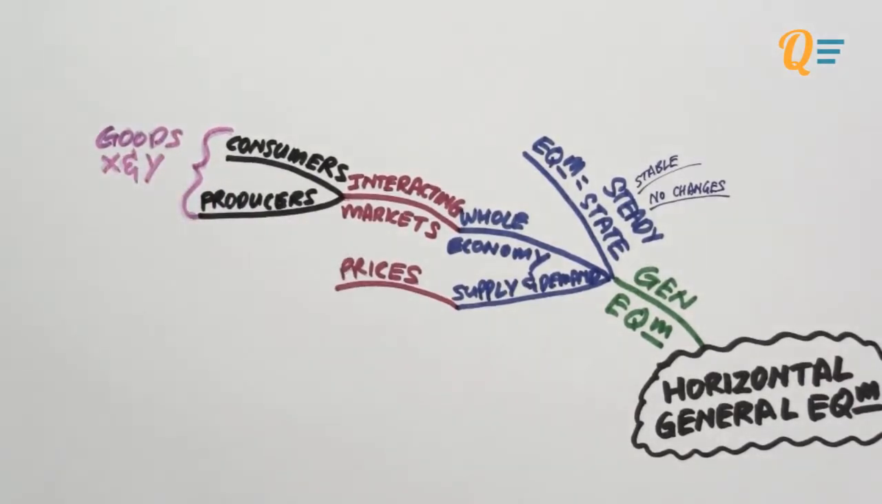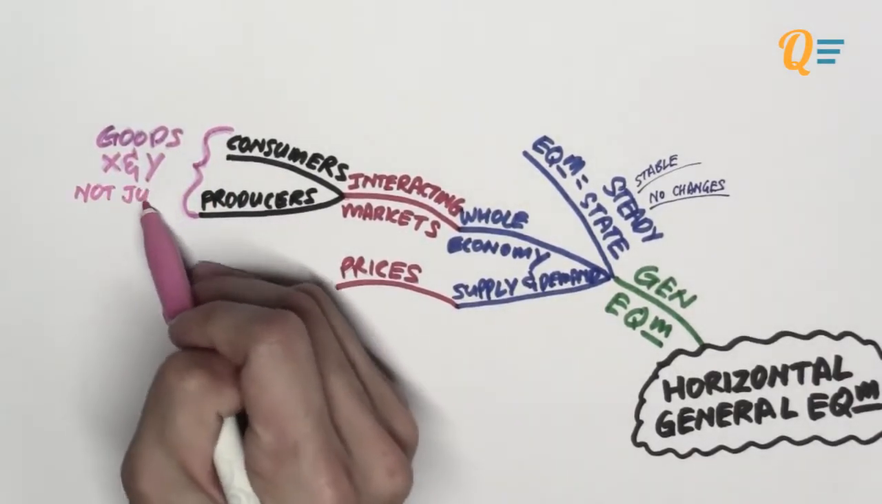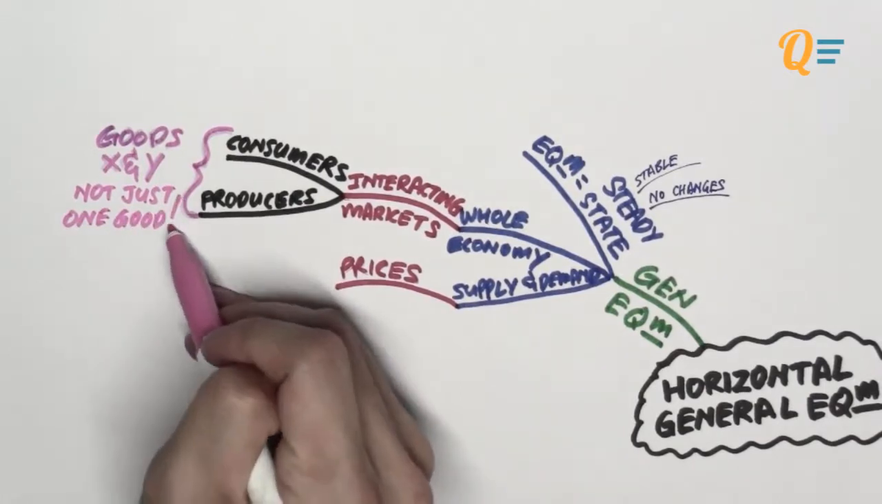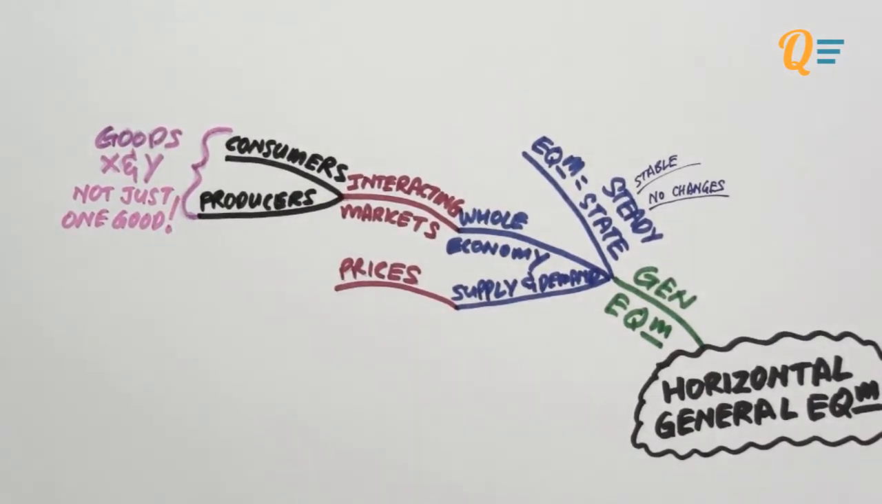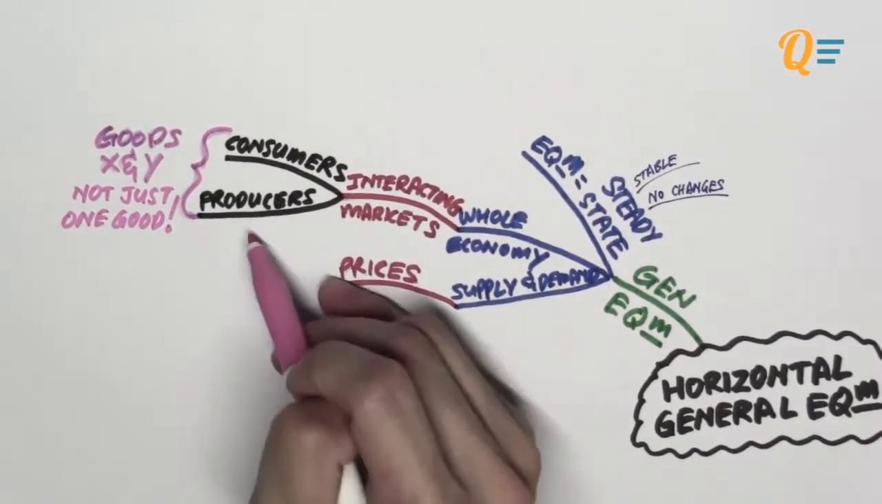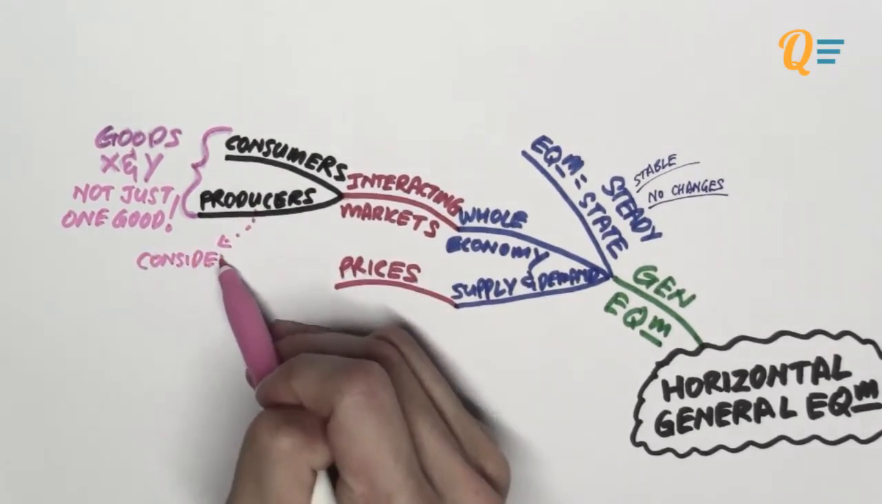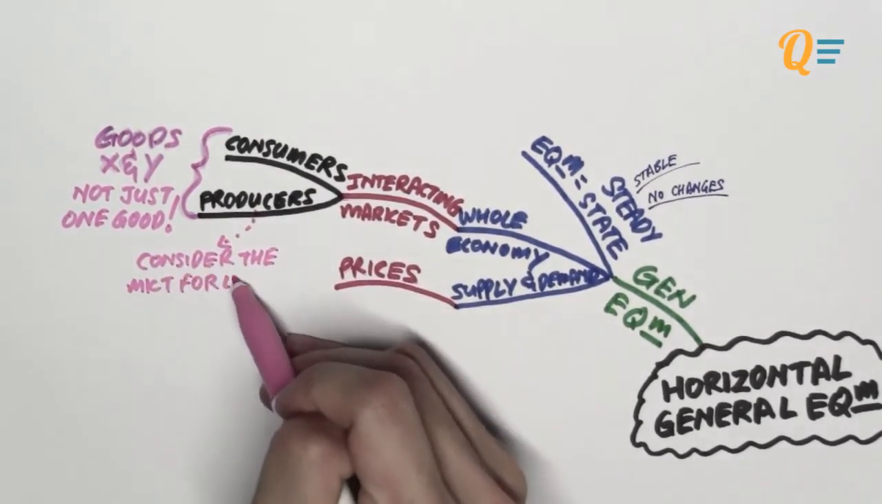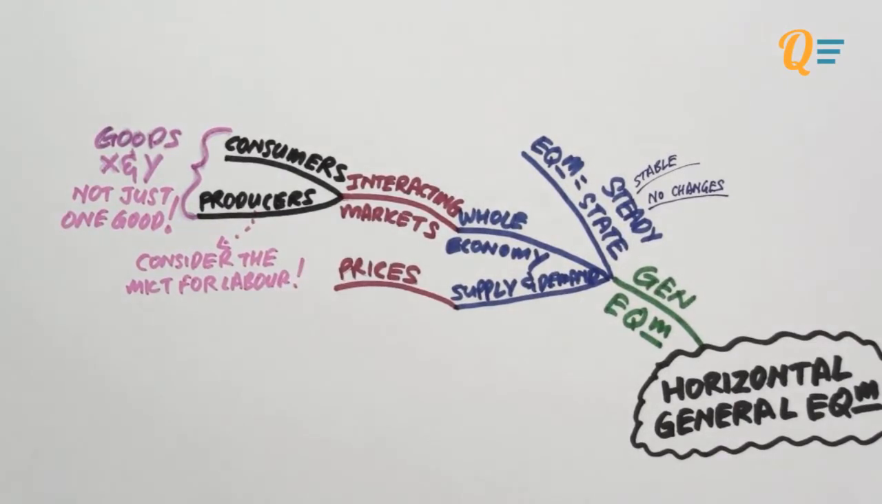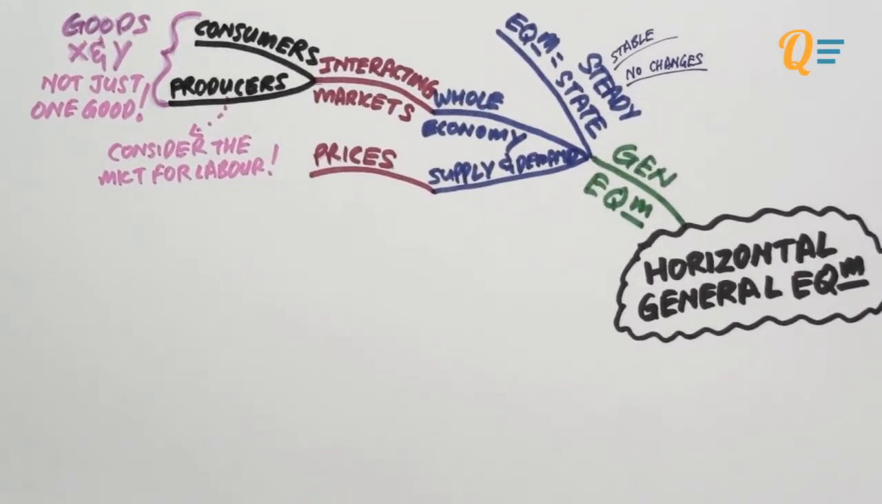So it could be good X and good Y. In general equilibrium, you cannot just look at one single good. You need to look at how the market for good X might affect the market for good Y. And when we talk about producers, you're also considering the market for labor. So that might actually affect the goods market for X and Y itself. But for now, we're just going to leave out the market for labor so that we can simplify things.